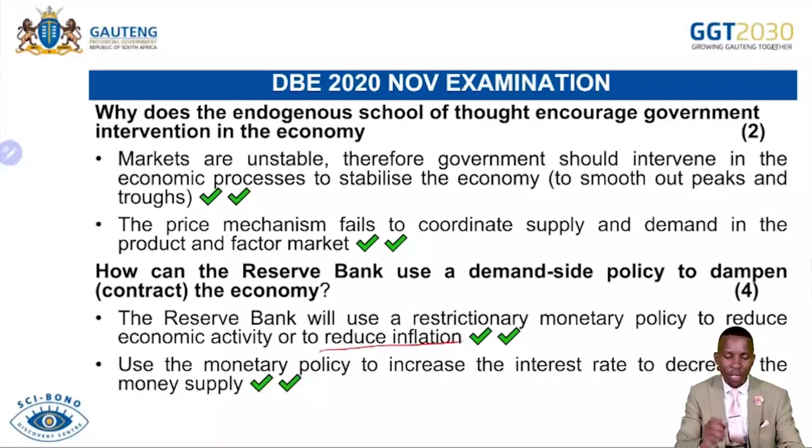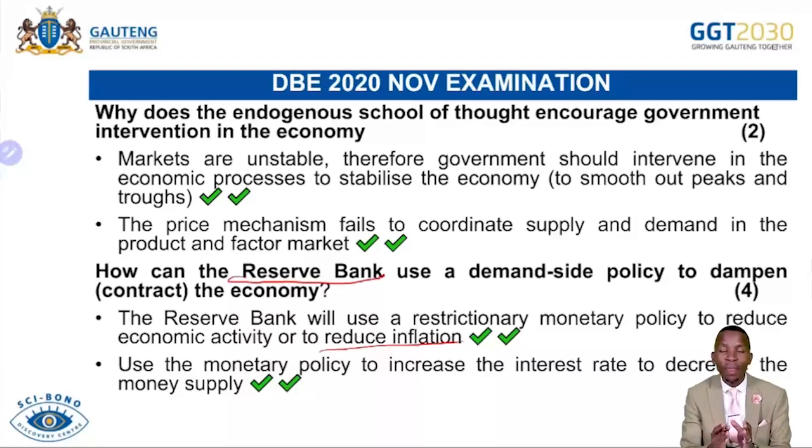Now, look at this, you must be careful. If the question says, how can the Reserve Bank, you be mindful, it's a monetary policy to be used, it's not the fiscal policy. Reserve Bank cannot make use of fiscal policy. Only the government or Minister of Finance or Department of Finance can use fiscal policy. But Reserve Bank mainly focuses on using what you call the monetary policy.